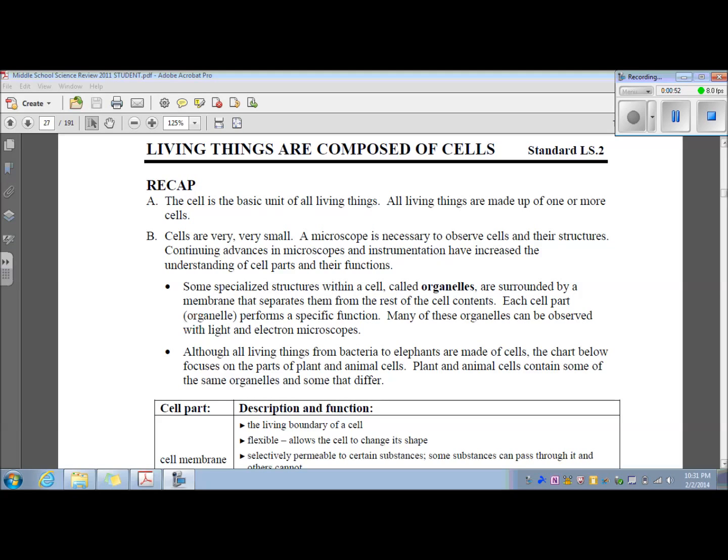Although all living things, from bacteria to elephants, are made of cells, the chart below focuses on the parts of plant and animal cells. Plant and animal cells contain some of the same organelles and some that differ.